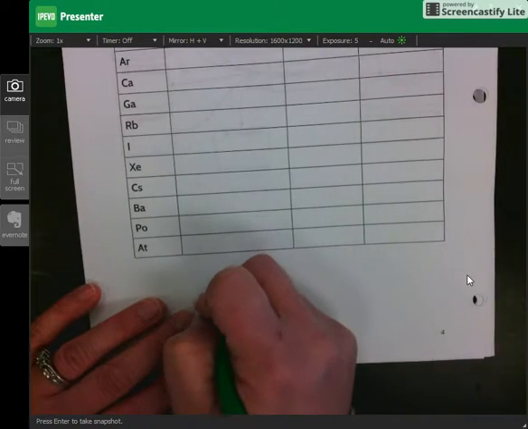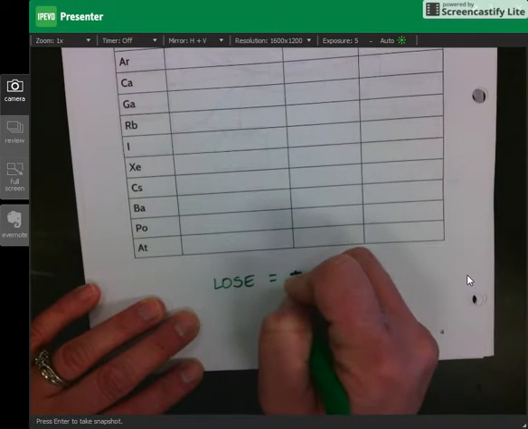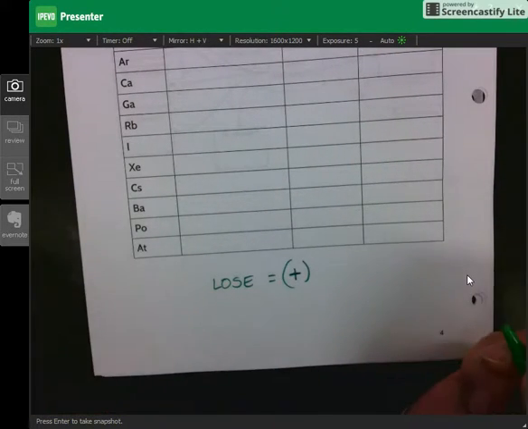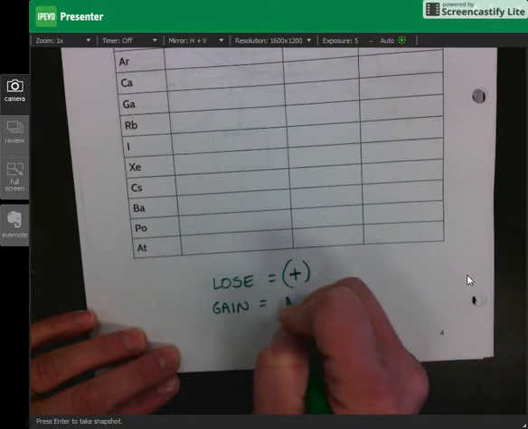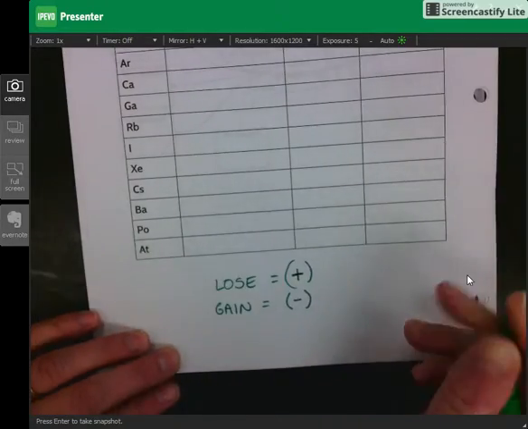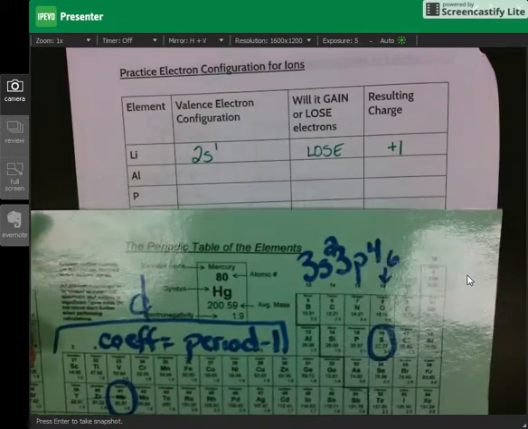So the thing you need to remember is if you lose electrons, it actually becomes positive. Why is that? Because you are losing something that is negative. So then that means if you gain electrons, that would make it -1. So let's take a look at one more.